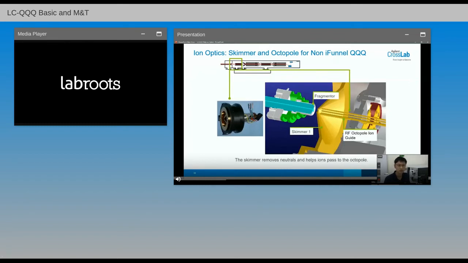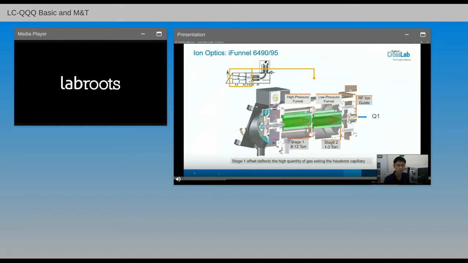So this is the ion optics, which incorporates both the schema, which really focuses the ion beam and deflects off the neutrals, and the octopole itself. And the enhancement in the sensitivity for the 6495 is due to the presence of these two pressure funnels. One is the first high pressure funnel. So this allows very many more ions to go through before going through a low pressure funnel, and then finally to the Q1 or the first MS analyzer.